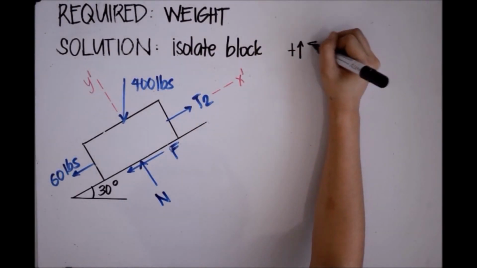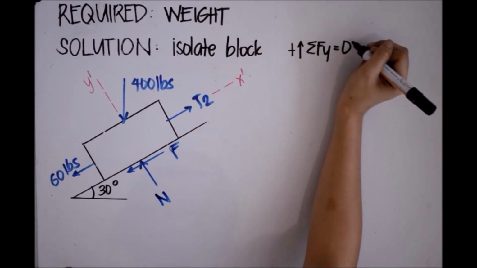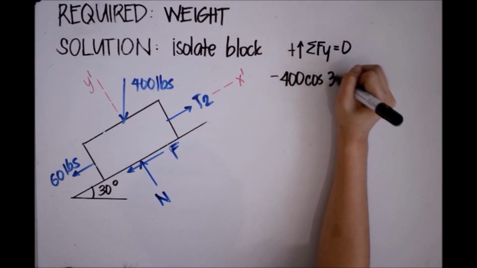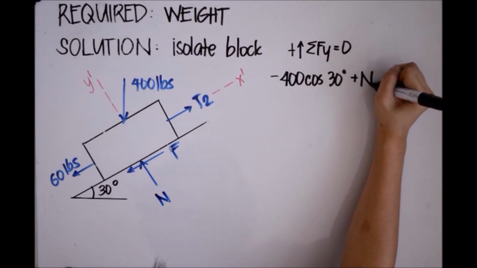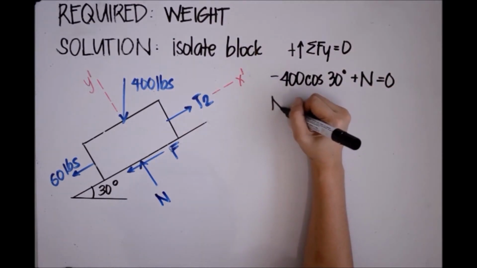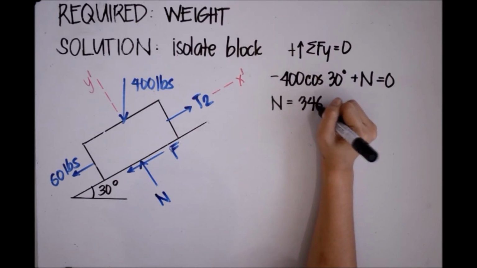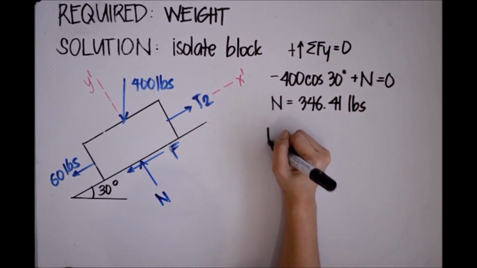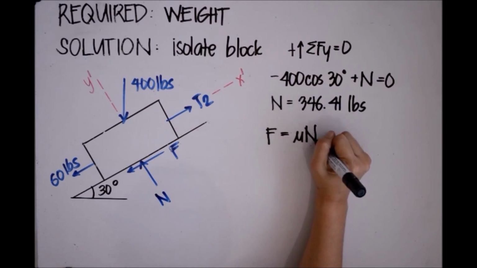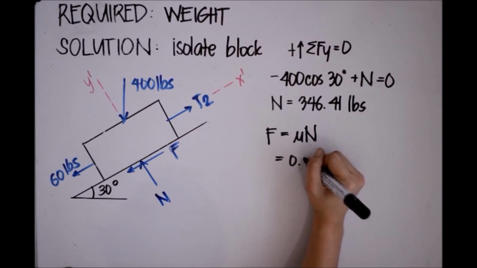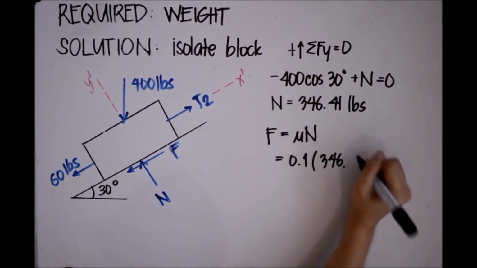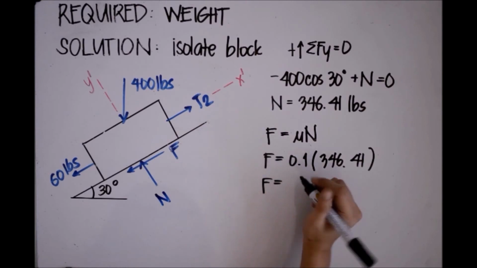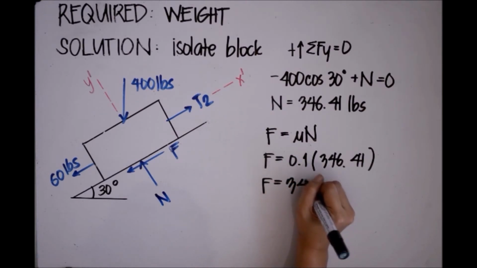Next, we isolate block B. By summation of f of y equal to 0, we have negative 400 cosine 30 plus n is equal to 0. We will have the value of the normal force which is 346.41 pounds. By F is equal to mu times n, we have 0.1 times 346.41. We will have the value of the frictional force, which is 34.64 pounds.